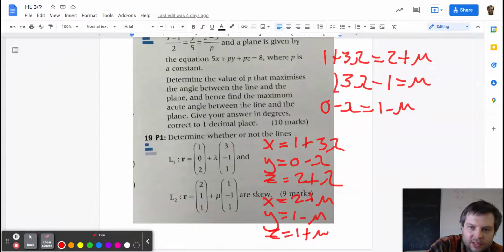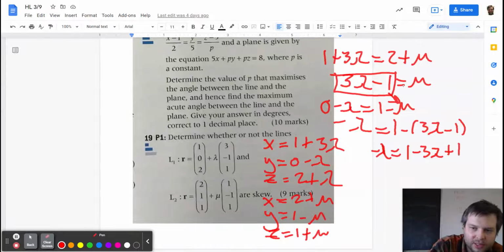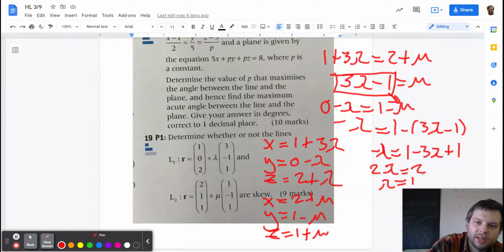And I can do a nice substitution right here for mu. So I get negative lambda equals 1 minus 3 lambda minus 1. That is negative lambda equals 1 minus 3 lambda plus 1. Adding 3 lambda gives me 2 lambda equals 2. Lambda equals 1. Slide that back up here to mu, which is 3 lambda minus 1. So if lambda equals 1, I guess that means mu equals 2.